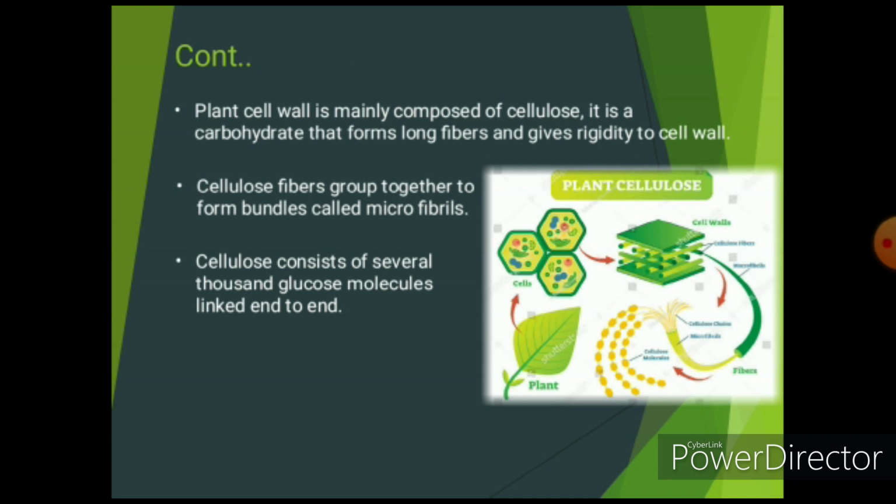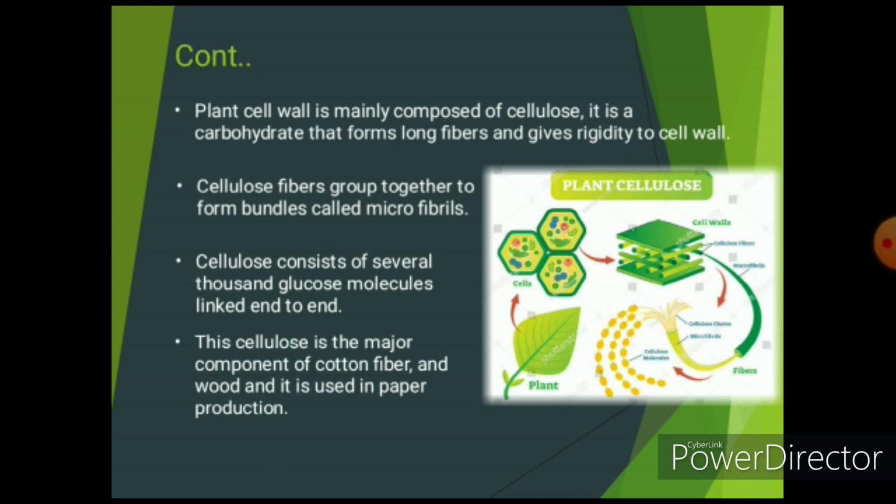It seems to be a ribbon-like structure. We all know the paper we get from trees. This cellulose is the major component of cotton fiber and wood, and it is used in paper production.